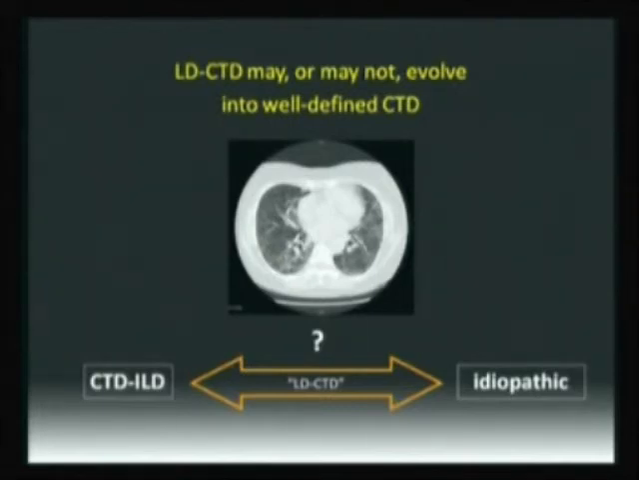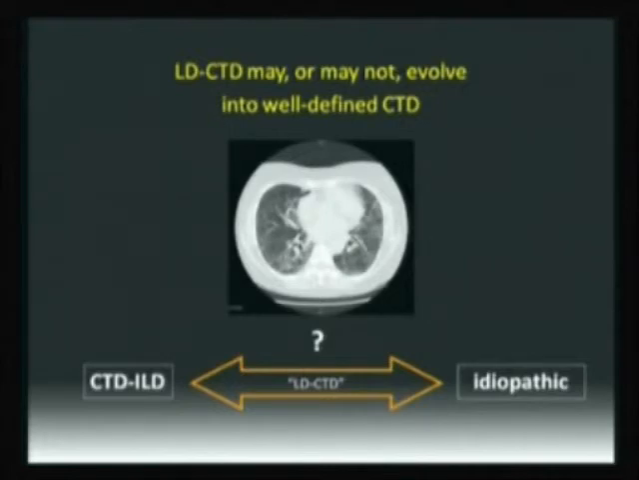Lung dominant connective tissue disease means that you have a connective tissue disease which is only in the lung. Very difficult to diagnose, and probably a spectrum between the classical CTD-ILD and the classical idiopathic. So for the time being, the recommendation here is that when you find a patient like this, you follow the patient over time. Because many times the patient will switch this way or this way.